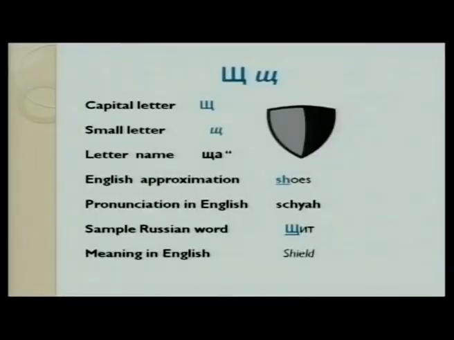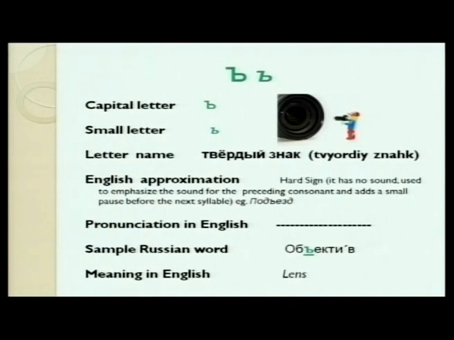Let us go to the next letter of the Russian alphabet now. The name of the letter of the alphabet is Sha. Sha. You may please also pay attention to how they are written. They are totally different look wise and as well as how they are pronounced. Sha as in shoes. A sample Russian word we have used for Sha is sheath, which means shield.